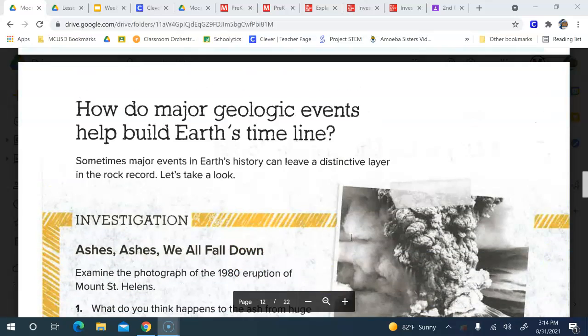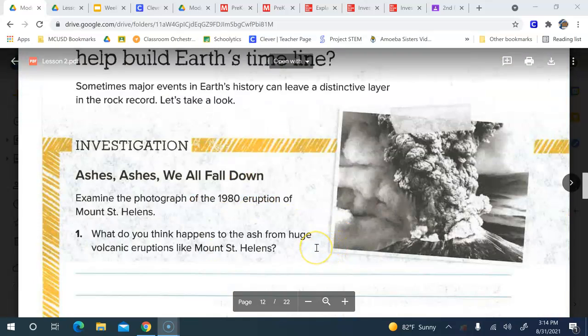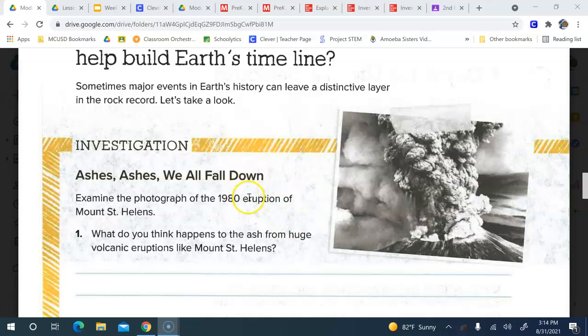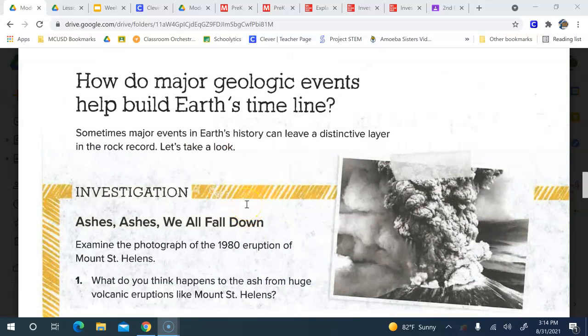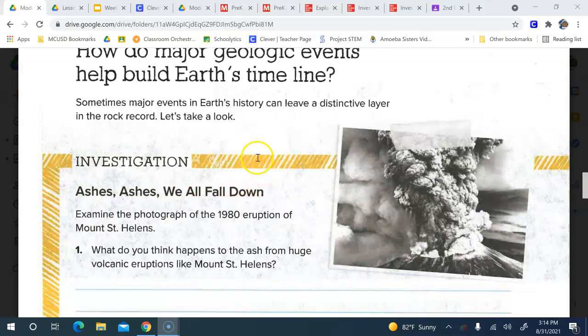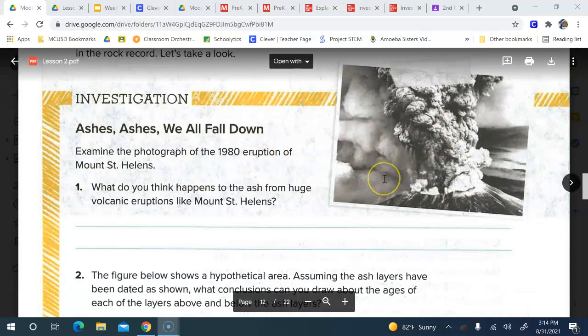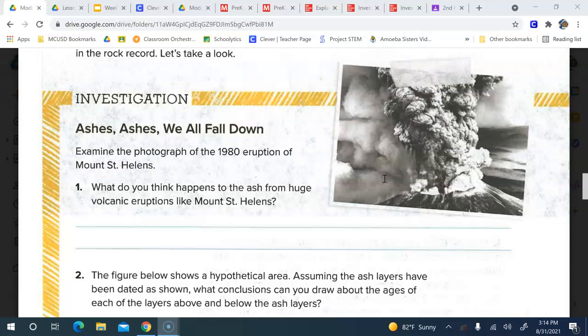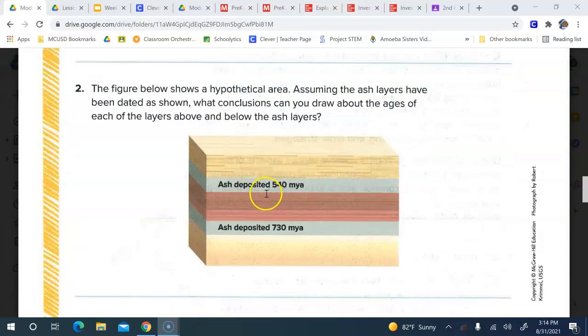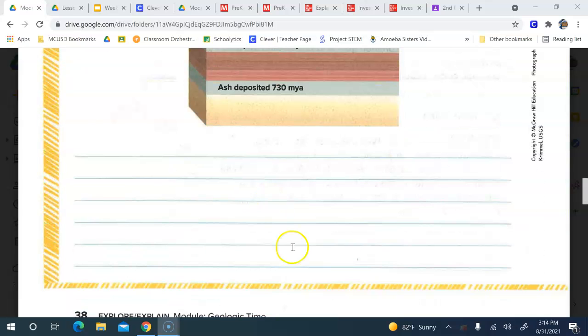Then we're going to continue on to page 38. This is going to be assigned on the classroom, on McGraw-Hill. So, how do major geologic events help build Earth's timeline? This is a picture of the 1980 eruption of Mount St. Helens. Answer number 1. The figure below shows a hypothetical area. Assuming the ash layers have been dated as shown, what conclusions can you draw about the ages of the layers above and below the ash layers? Answer that here.